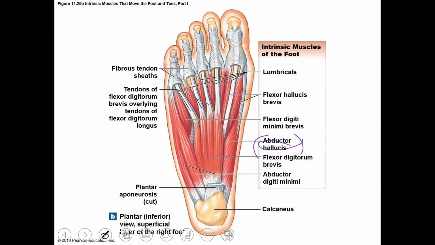Abductor hallucis, big toe. Flexor digitorum brevis, abductor digiti minimi, pinky toe. Plantar aponeurosis, big old band of fascia. Okay, think about plantar fasciitis. Okay, so plantar aponeurosis or plantar fascia.